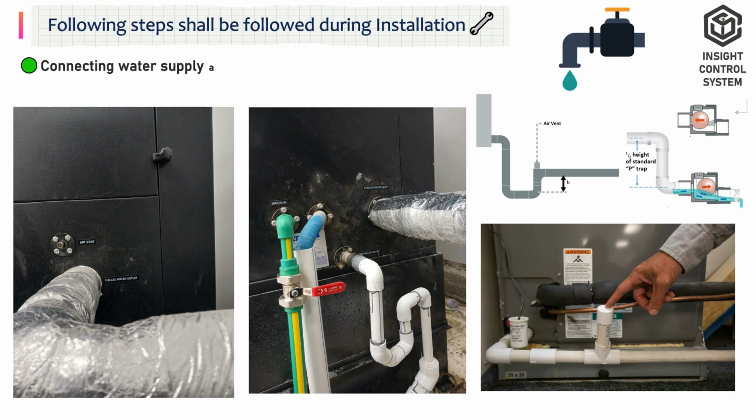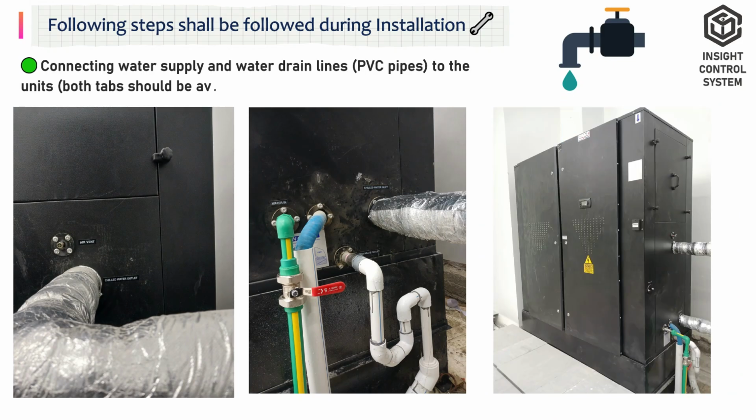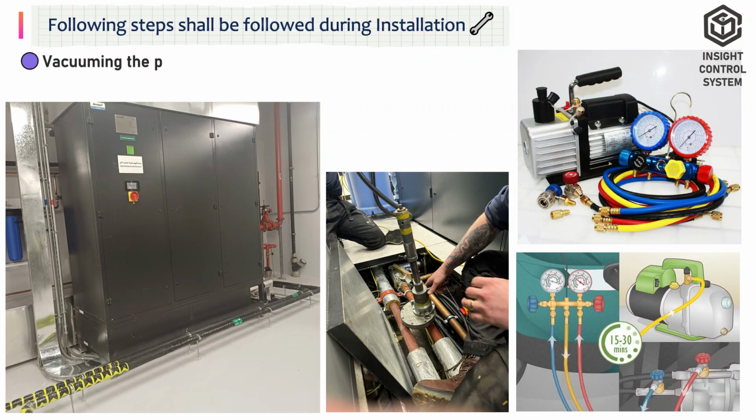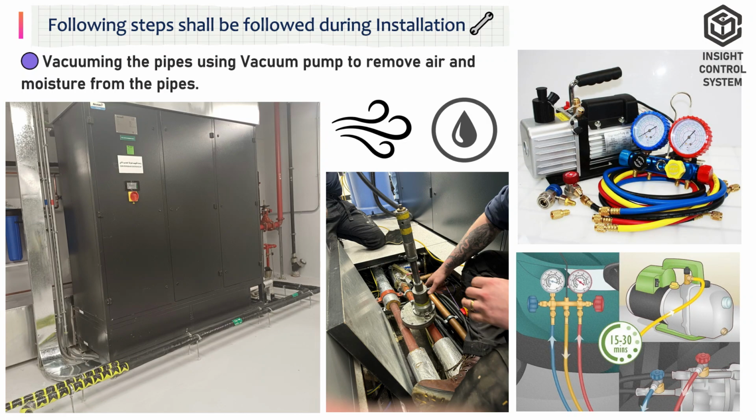Connecting water supply and water drain lines, PVC pipes, to the units. Both taps should be available inside the room. Terminating the outdoor power supply from both sides. Vacuuming the pipes using a vacuum pump to remove air and moisture from the pipes.